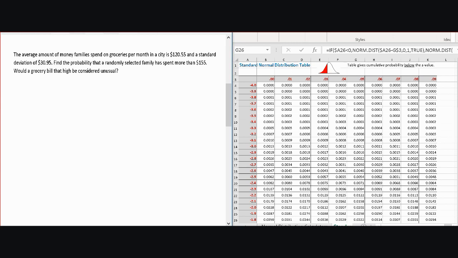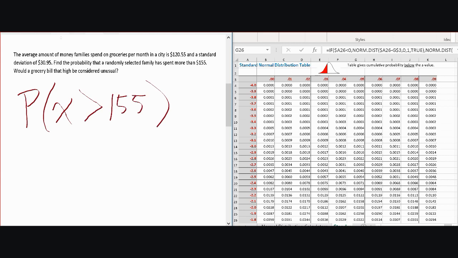So there's two parts of this problem. First of all, calculate the probability. Second of all, is that probability unusual? So let's talk about it. We want to look at the probability that the bill, in this case X, is greater than $155. So how do we do that?